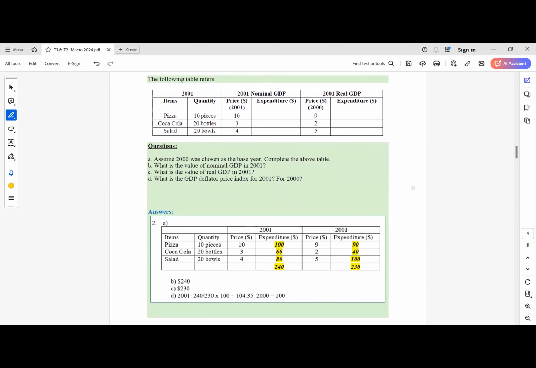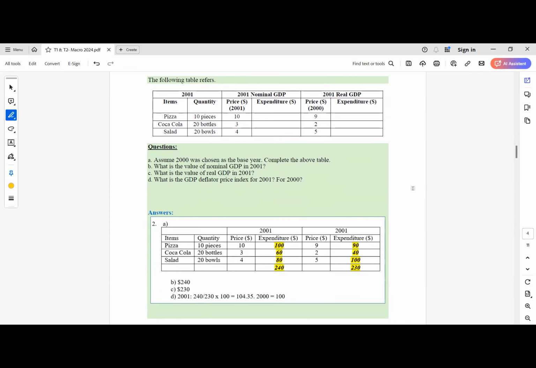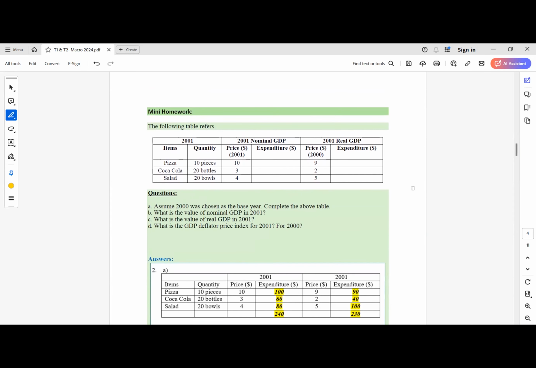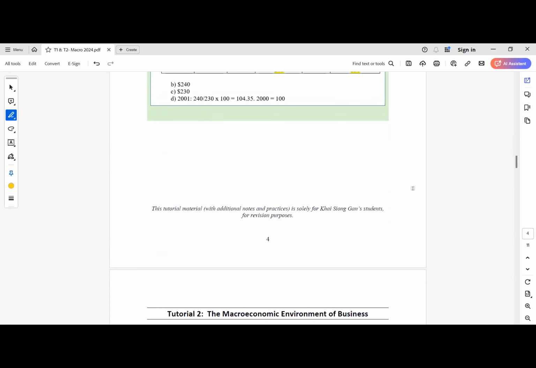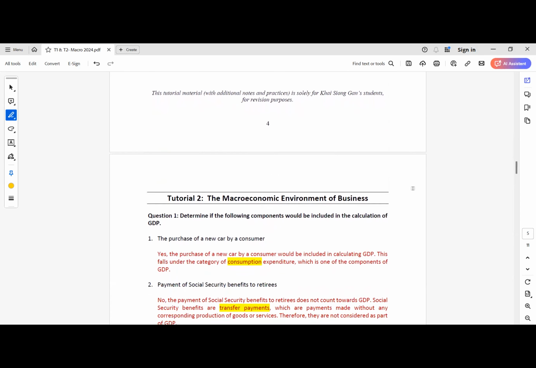Okay, so this one I leave it to you. These are the contents for your tutorial 1. So we are done with tutorial 1 already. Next week we are going to look into tutorial 2. Again, we are still on GDP, so we will look at a bit more detail in terms of the GDP contents.